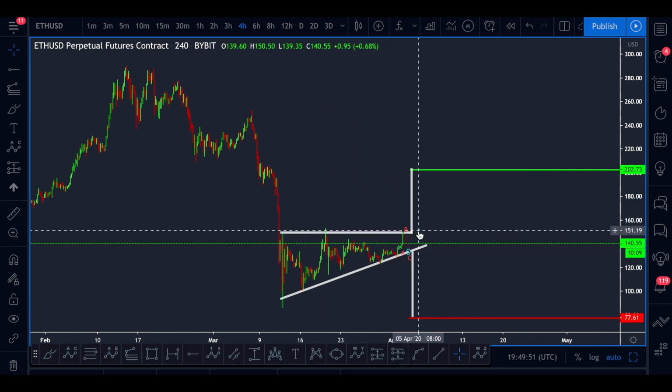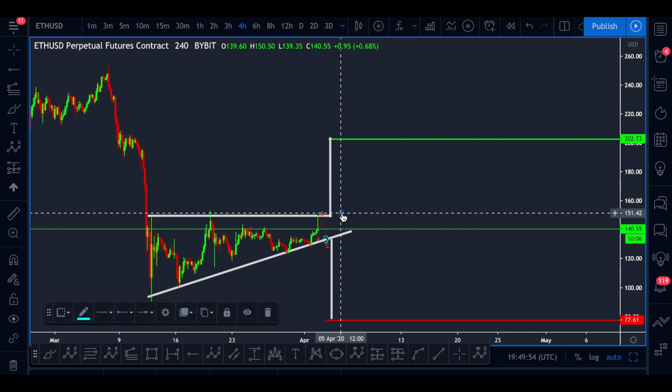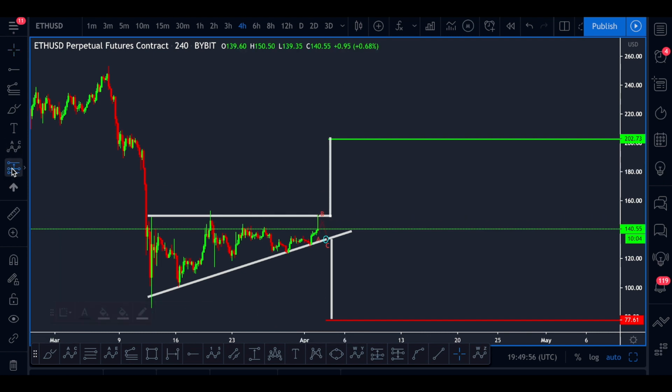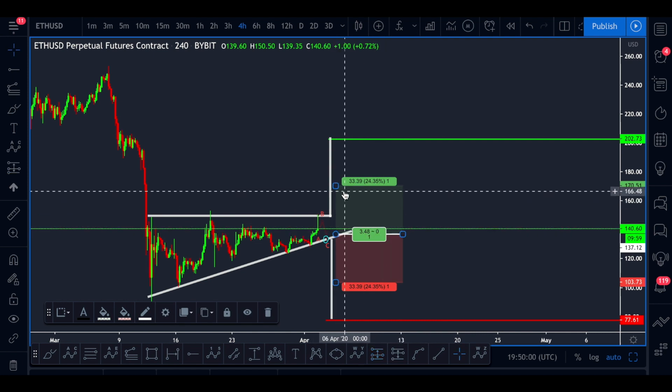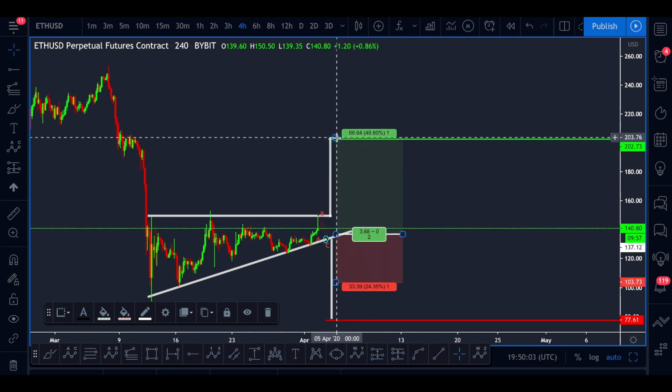So we had a good rejection already, so I would say to start laddering in pretty soon, but I'm going to look to enter around 137. This should be about 50% gain, yep.